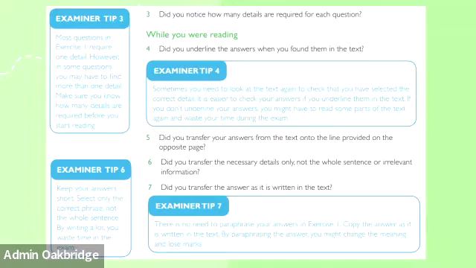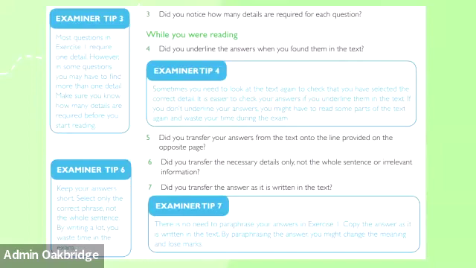Examiner tip 6, you have to keep your answers short. Select only the correct phrase, not the whole sentence, because when you write a lot, you will waste time again. Okay, so avoid wasting time because paper 2 is 2 hours, but you have 6 exercises. So you need to manage your time well.